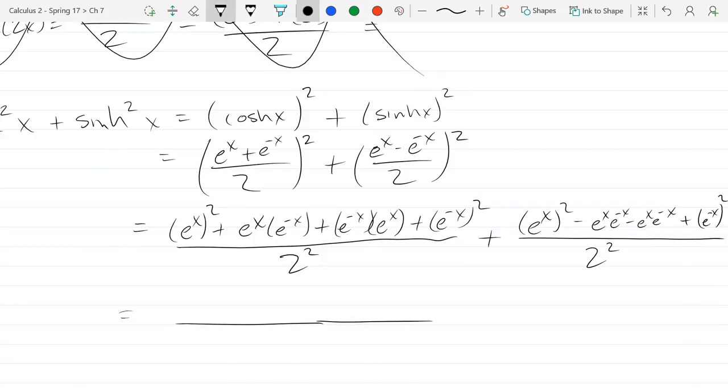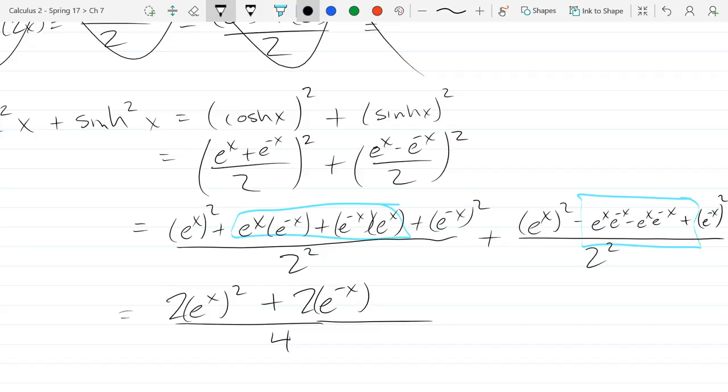We get common denominator. 2 squared is 4. Now, what cancels out? Those middle terms are the positives of the other middle terms. So all the middle terms are going to knock each other out. And we're actually going to get 2 of the first terms because they add together. 2e to the x squared plus 2e to the minus x squared.